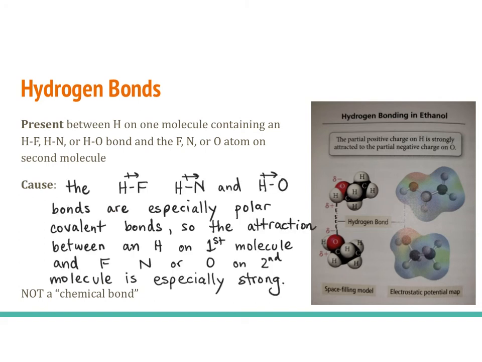This really is a special case of a dipole-dipole attraction. We've got polar bonds, the HF, HN, and HO bonds, but they're all especially polar because F, N, and O are especially electronegative atoms. So because these bonds are more polar than other covalent bonds, the attraction between the hydrogen on one molecule and the oxygen, nitrogen, or fluorine on the second molecule is especially strong. And because these dipole-dipole attractions are extra strong, they are given their own name and they're considered a special case. So hydrogen bonds are stronger than your run-of-the-mill dipole-dipole attractions.